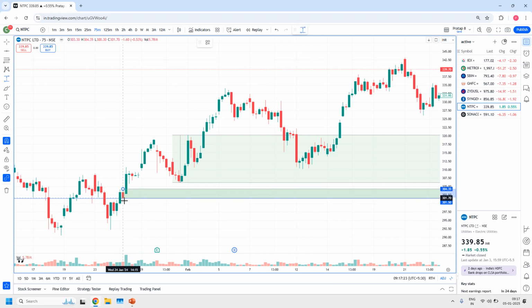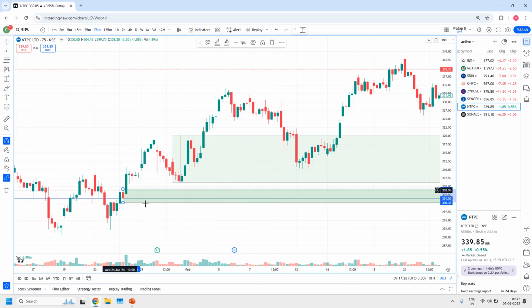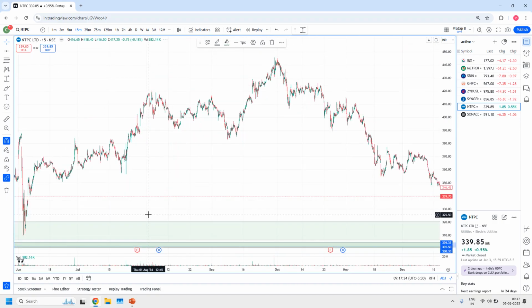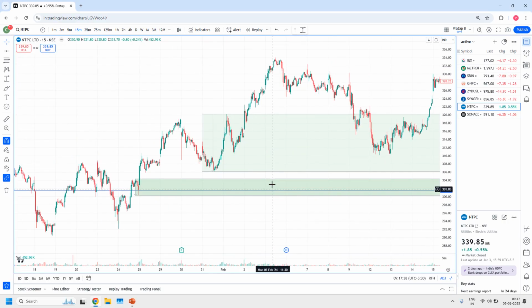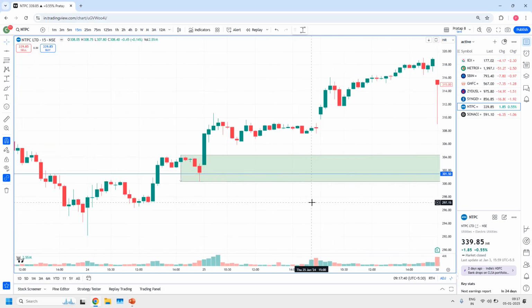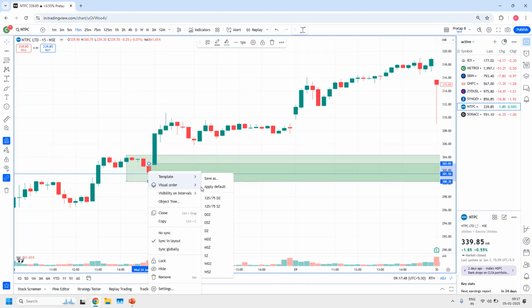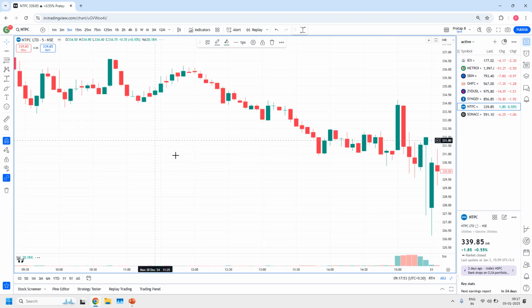This is the 75 minute zone. Draw the zone. This is the 75 minutes demand zone. And within 75, we need to fine tune with the 15 minutes demand zone. We have a drop, base, rally, the 15 minute zone. Within the 15, again fine tune with the 5 minutes time frame.